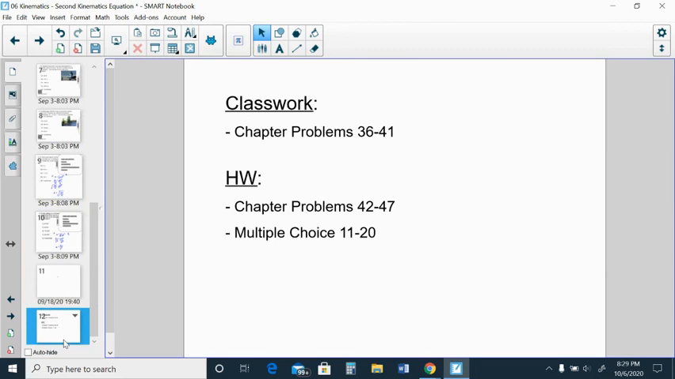For more practice, what you should do after this lesson, technically if we were in class, the classwork problems you would work on together would be numbers 36 to 41. There are also associated homework problems, which you can certainly progress to. Those would be number 42 to 47 from the chapter problems document, and the multiple choice problems document, numbers 11 through 20.